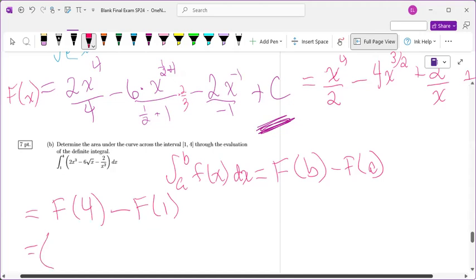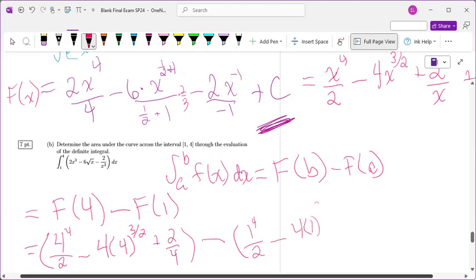So we have 4 to the 4th power over 2, minus 4 times 4 to the 3/2, plus 2 over 4. And when you're doing this, you don't have to put the c's because they will cancel out. Minus, and now we're going to do F of 1: 1 to the 4th power over 2, minus 4 times 1 to the 3/2, plus 2 over 1.